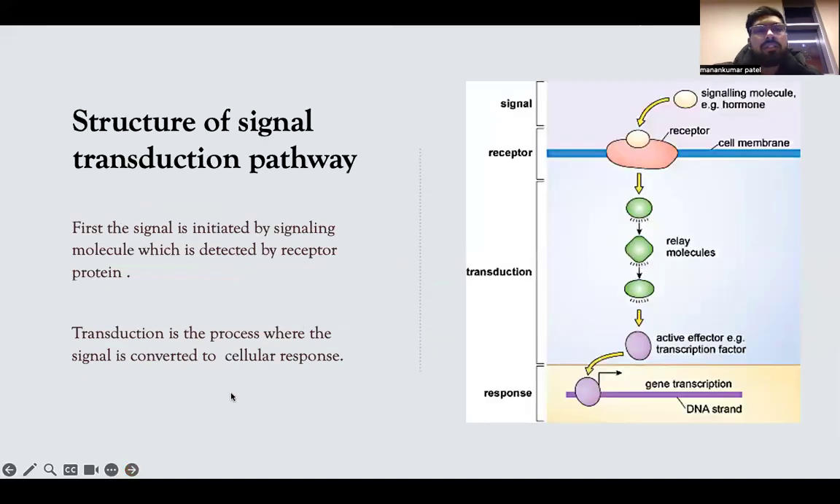We will understand the structure of the signal transduction pathway. How does the pathway work? First, the signal is initiated by a signaling molecule, as you can see in the figure. There are various types of signaling molecules that I'll discuss further, which is detected by a receptor on the cell membrane of the cell, and then transduction happens, which is the process where the signal is converted to a cellular response using transcription factors, and later on the response is created.